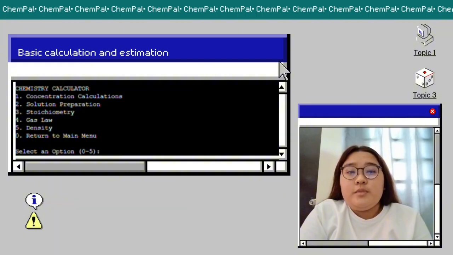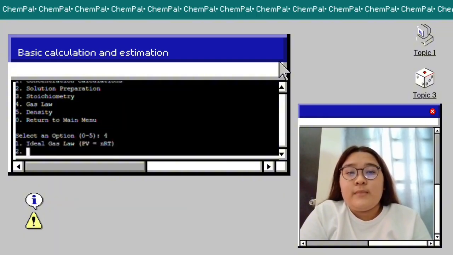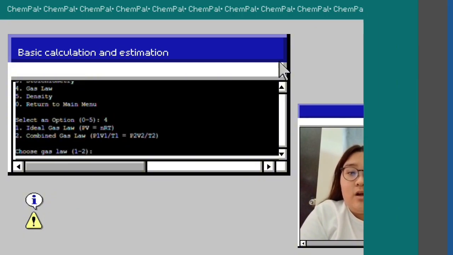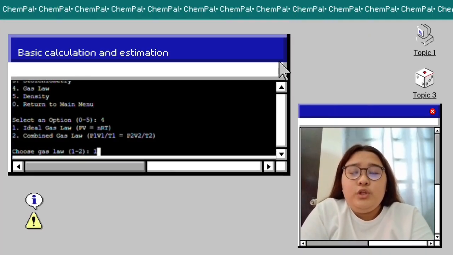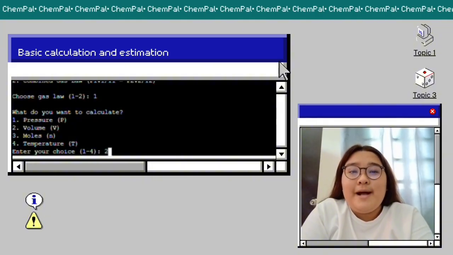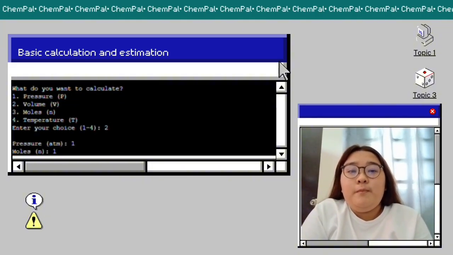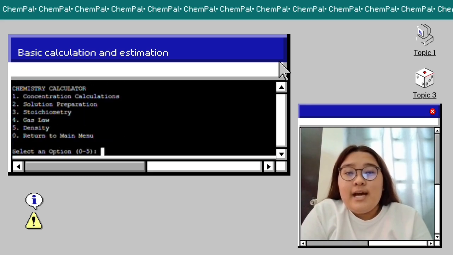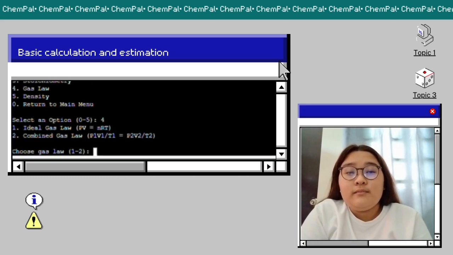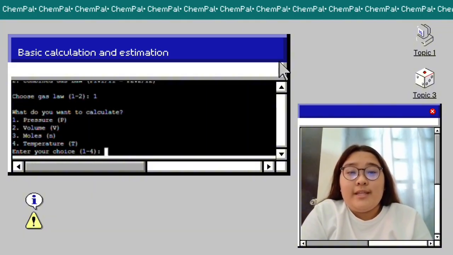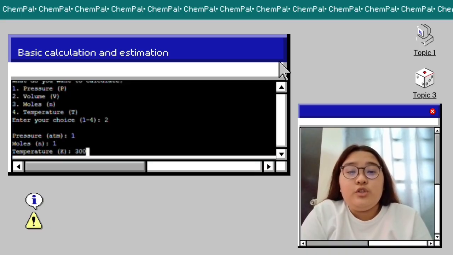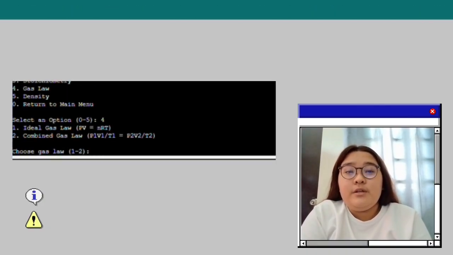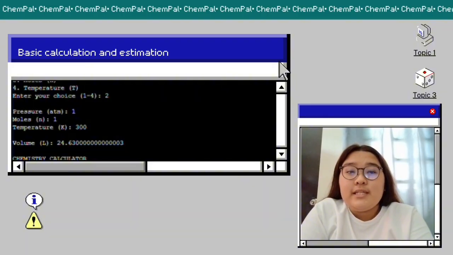There are also 2 types of calculation in terms of gas law. Ideal gas law and combined gas law. Let's try the ideal gas law. It is used for pressure, temperature, volume calculations. No need to memorize the formulas, you just need to plug in the values. For example, we have a problem which is 1 mole of gas at 300 Kelvin and 1 atm, what is the volume? So you need to select the number 2 to find the volume. Plug in the existing values, 1 for pressure, 1 also for the mole, 300 K for the temperature. With that, you will get 24.63 as the answer for volume.